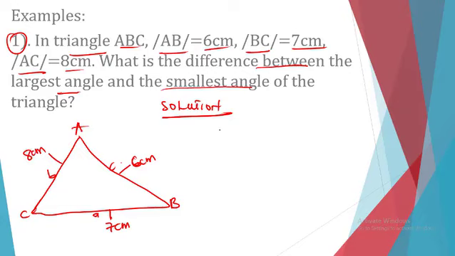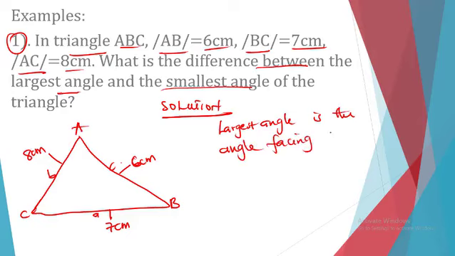The largest angle is the angle facing the longest side of this triangle. Let me say it again: the largest angle is the angle facing the longest side of this triangle. Similarly, the smallest angle is the angle facing the shortest side of this triangle.